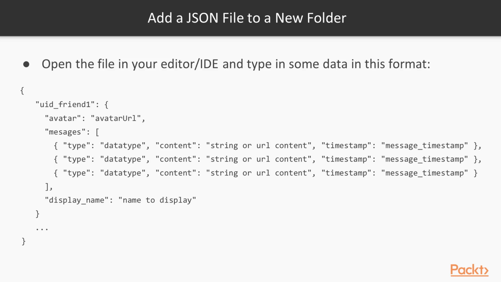Inside the object, you have the avatar, whose value is the URL of the avatar itself. Then you have messages, which is an array of separate messages. An array is denoted by these square brackets here. And then the third object is the display name so that we can display the friend's name.